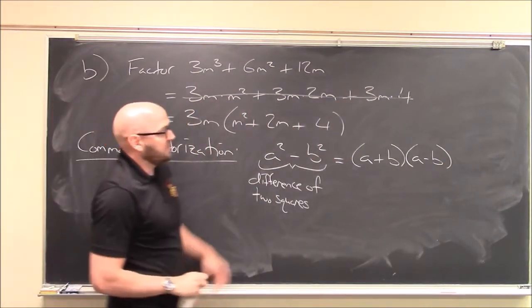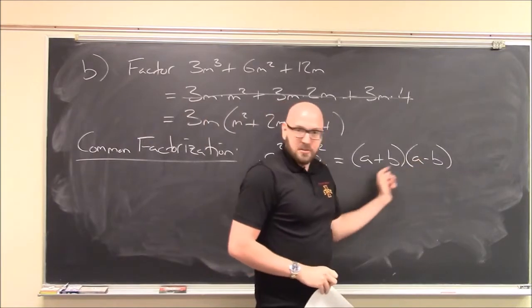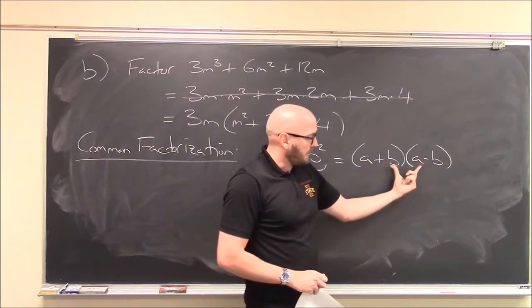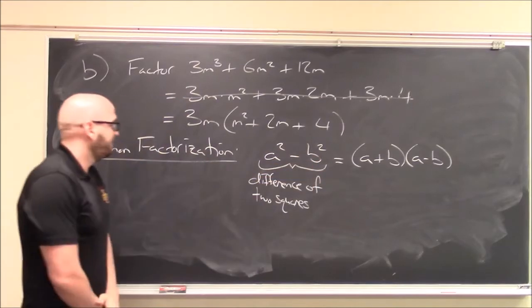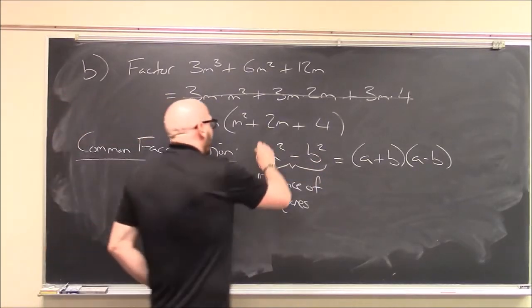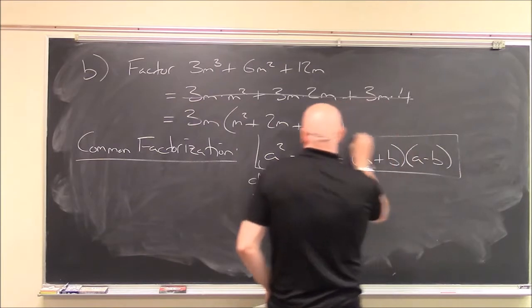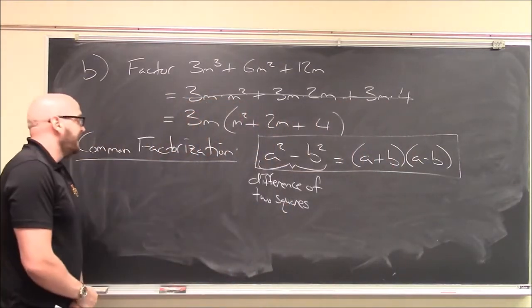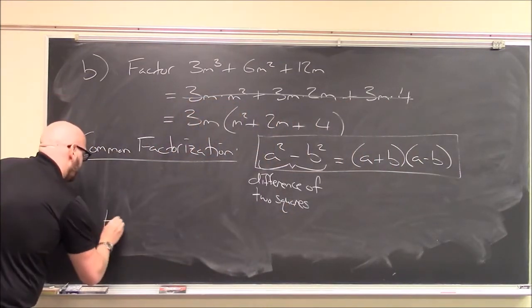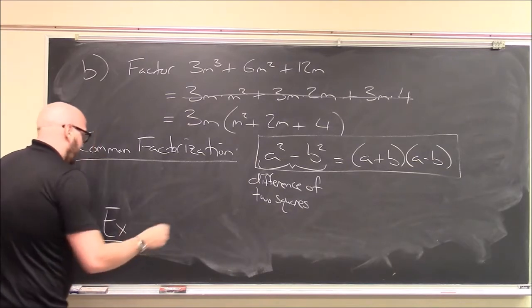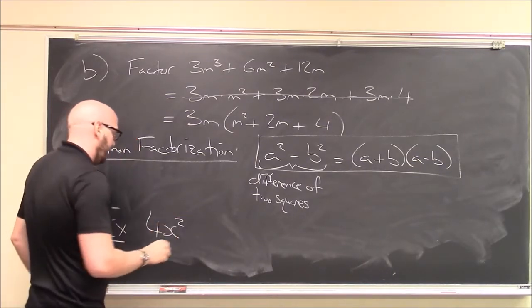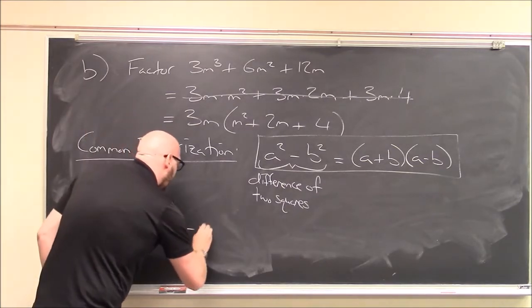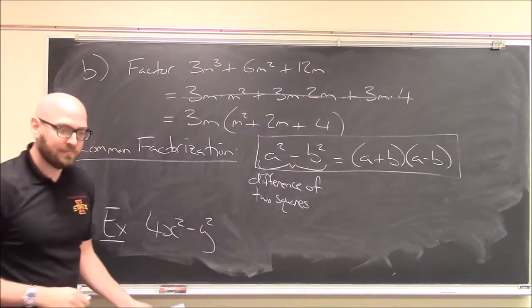And if you want, you can try distributing this now. You can FOIL this out, and you'll see that these do indeed multiply together to give a squared minus b squared. All right, so this is worth committing to memory, so you don't have to do this by hand ever again. So for example, let's say I had 4x squared minus y squared.